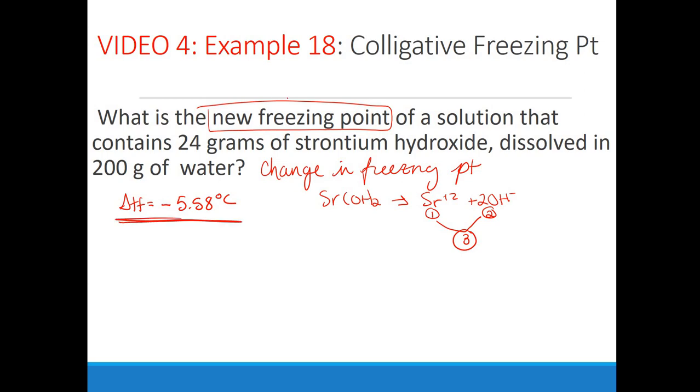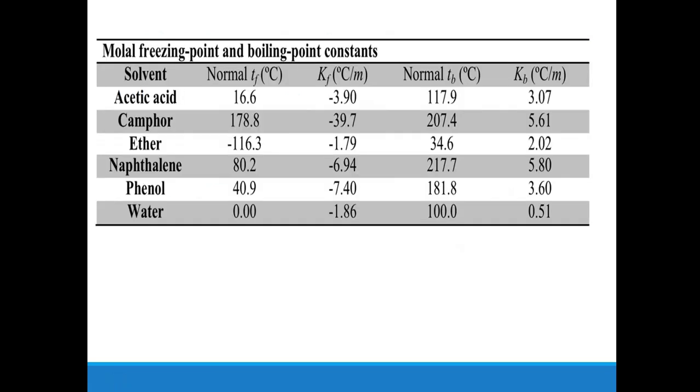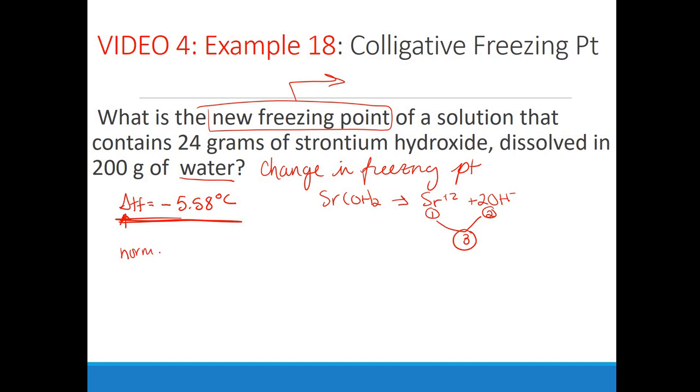But the question's asking what would be the new freezing point of a solution of water. So in order to figure out the new freezing point, we need the change, but we also need another piece of information. We need to look at the normal freezing point. So normally, water is going to freeze at 0 degrees Celsius. That is what water normally freezes at without any solutes added. But we added a solute and we changed it by negative 5.58.